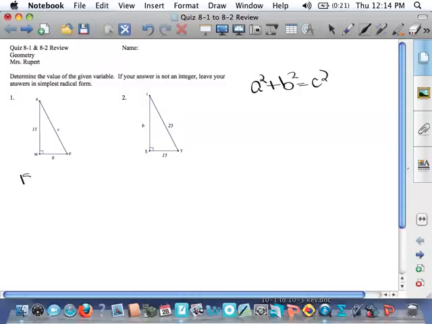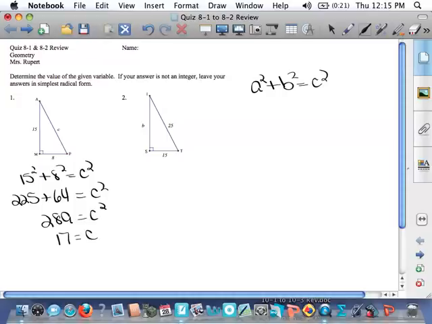So we have 15 squared plus 8 squared equals c squared. 225 plus 64 equals c squared. So that is 289 equals c squared. The first thing you should try is check and see if that is a perfect square. And in this case it is. So c is equal to 17.